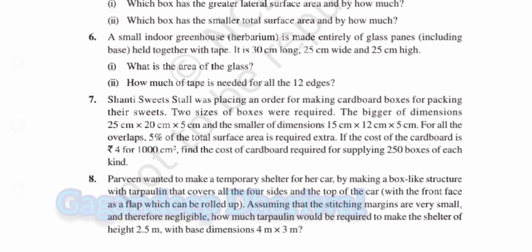This is very simple. For calculating the area of the glass, we just have to use twice in bracket length breadth plus breadth height plus height length, which is the total surface area of the glass, because here the bottom part is also included. So that is the answer of the first one. Simply we have to put the values. But in the second one, how much tape is needed for all the 12 edges?